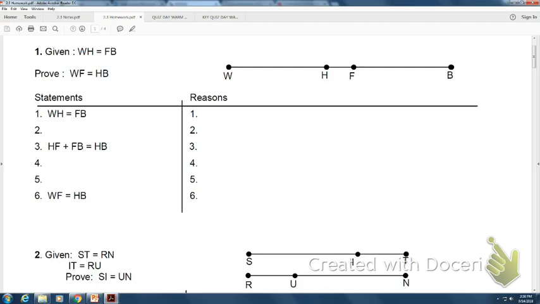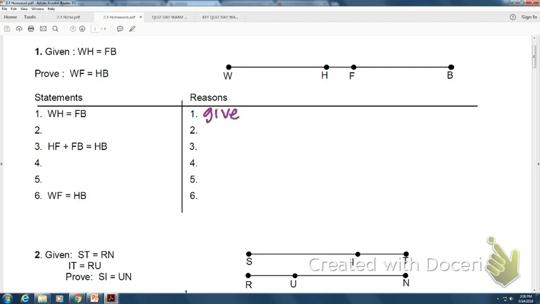Given WH equals FB, prove WF equals HB. So on some of these, pieces of them are filled out for you. Okay? And then you have to do the rest. So we're going to do this last one together, and then you're going to struggle through and persevere through the rest of them. And by struggle, I just meant that they're not easy. Okay? Number 1, what would be my reason? Given.